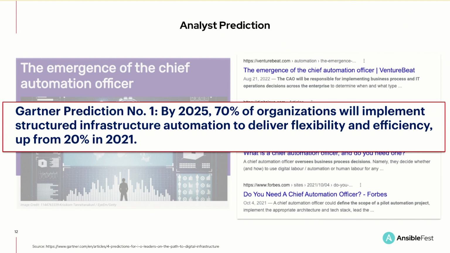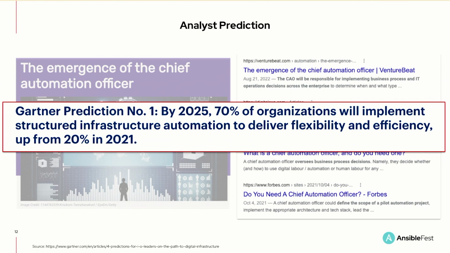If you look at analyst predictions, according to Gartner, by 2025, 70% of organizations will implement structured automation, structured infrastructure automation. So what's structured infrastructure automation? Basically, what analysts are predicting is that there's going to be an enterprise-wide framework. It's not going to be silos of automation. It's not going to be people writing their own scripts.